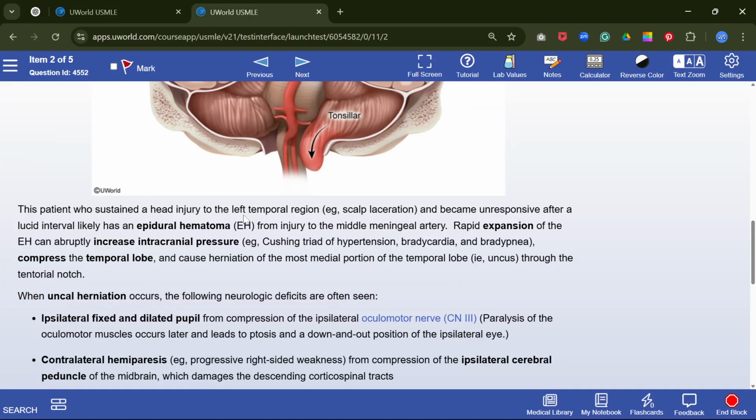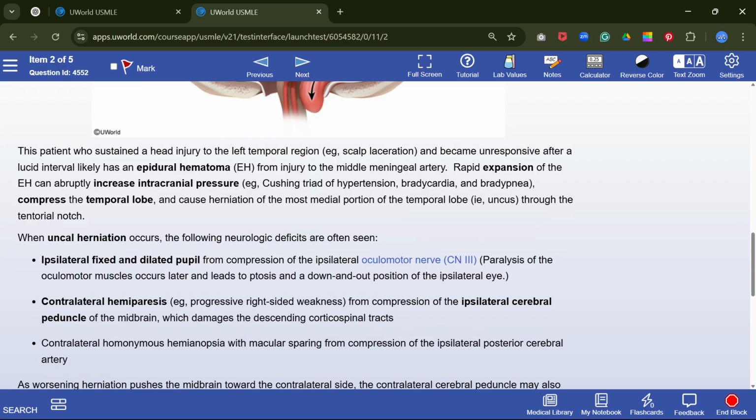This patient who has sustained head injury in the left temporal region, scalp laceration, became unresponsive after a lucid interval, likely has epidural hematoma. Epidural hematoma, lens shaped, rupture of the middle meningeal artery, rapid expansion of the epidural hematoma can abruptly increase intracranial pressure. There is Cushing triad, hypertension, bradycardia, bradypnea, and it compresses the temporal lobe. When this uncal herniation happens, there is an ipsilateral fixed and dilated pupil. Why? From compression of the ipsilateral third nerve.